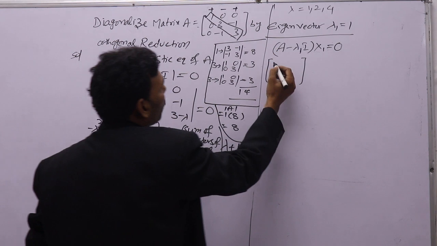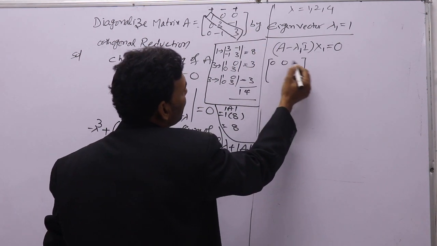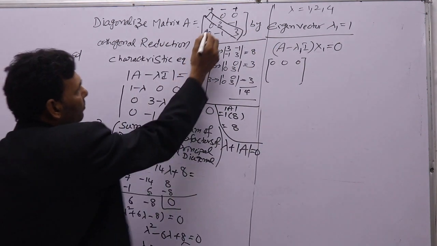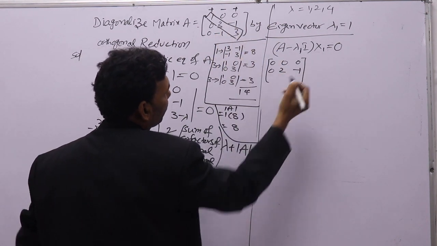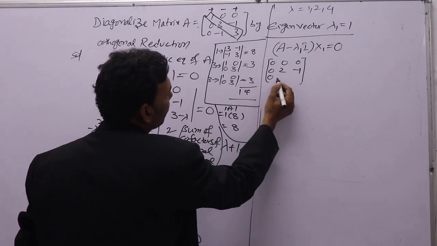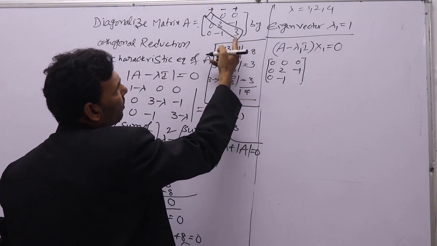So 1 minus 1, 0. Next two elements are 0. Next 0. 3 minus 1, 2. Minus 1. Next 0, minus 1. Subtract 1 from the diagonal.